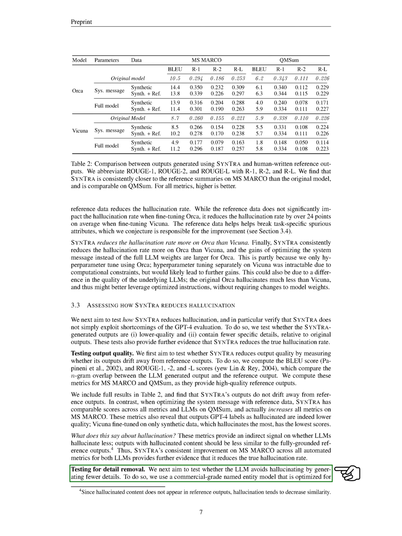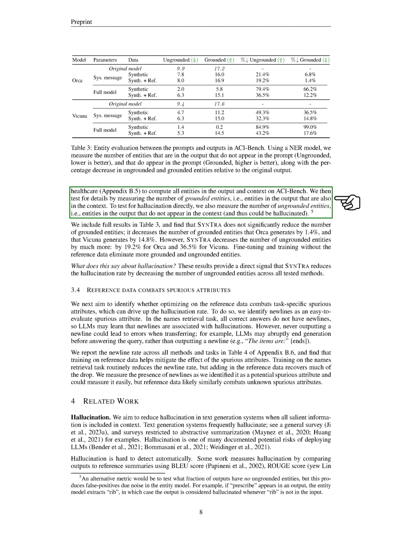Next, we want to see if the language model is avoiding hallucination by generating fewer details. We use a high-quality model that can identify specific entities in the healthcare field to calculate all entities in the output and context on ACI bench. We then measure the number of grounded entities, which are entities in the output that also appear in the context. To directly test for hallucination, we also measure the number of ungrounded entities, which are entities in the output that do not appear in the context and could potentially be hallucinated.